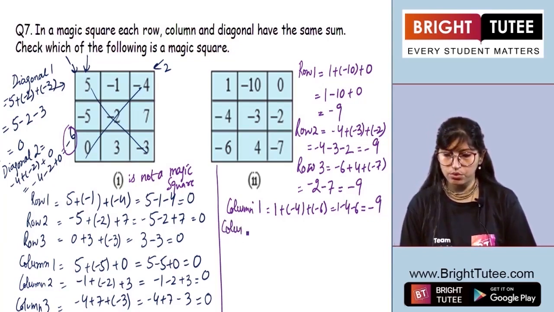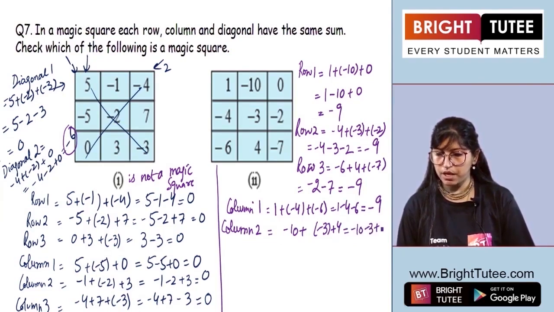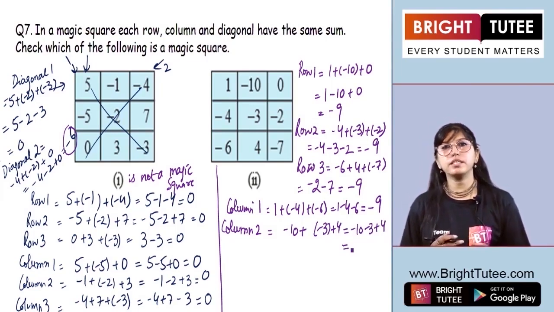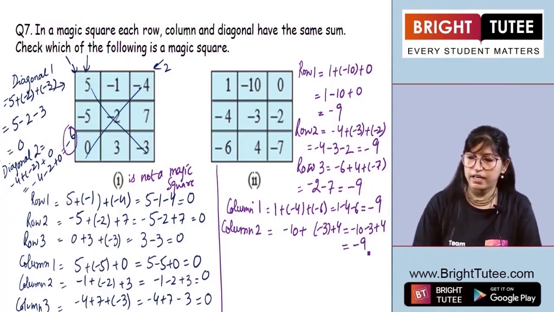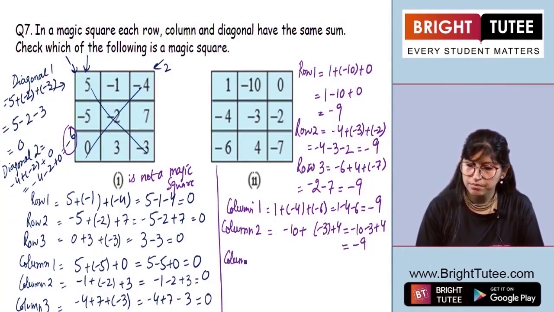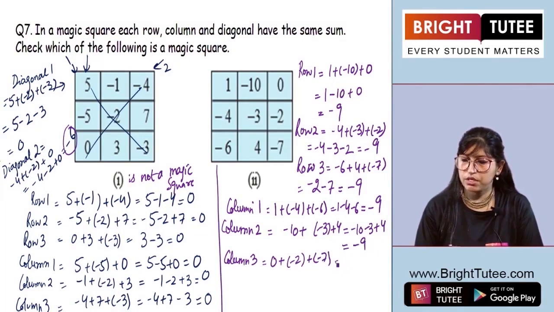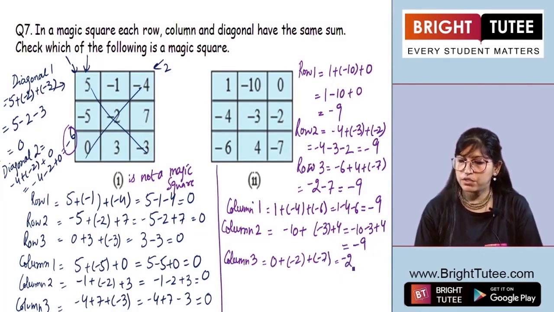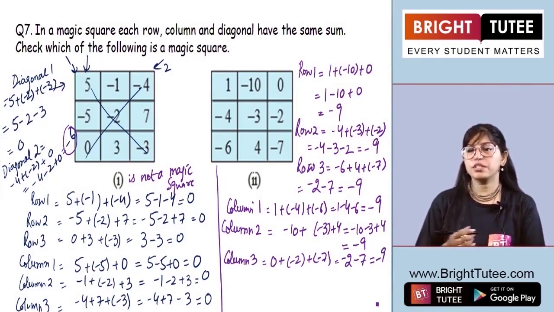Let's move on to column 2 now. Minus 10 plus minus 3 plus 4. So that will be minus 10 minus 3 plus 4. Now minus 10 minus 3 is minus 13. Adding 4 to it will become minus 9. Now let's try column 3. Now it is 0 plus minus 2 plus minus 7, which will be 0 plus minus 2 is minus 2, minus 7, which will be minus 9. Now let's try the diagonals.